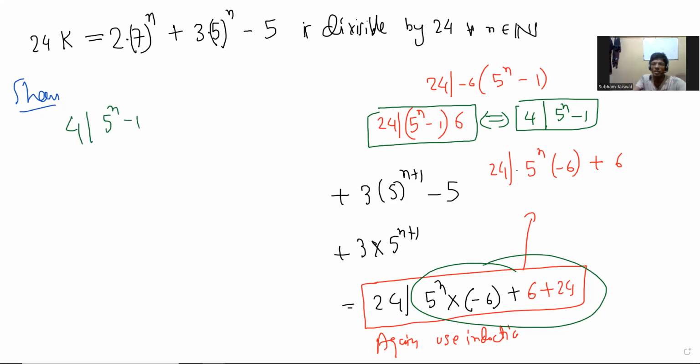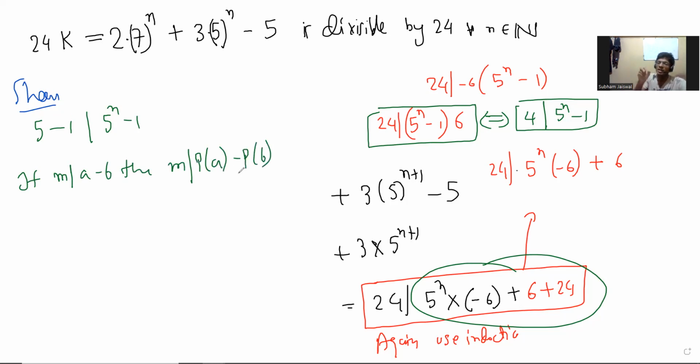Okay? But then notice that we have this, and this is what we want to show, right? That 5 to the power n minus 1 is divisible by 5 minus 1. What did we show last time? We showed last time that if, let's call it m, if m divides a minus b, then m divides any polynomial evaluated at a minus any polynomial evaluated at b.